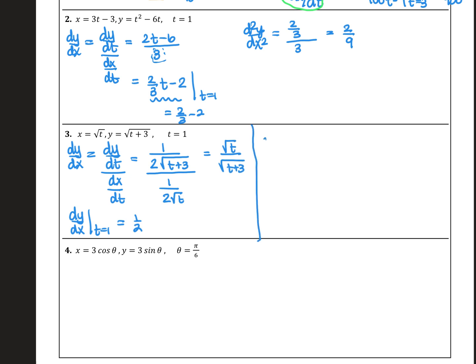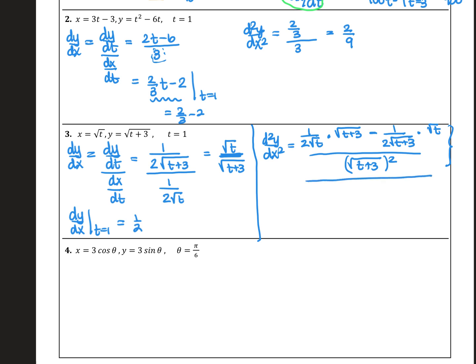Now to find the second derivative. So remember, you're going to take the derivative of the first derivative. Now here we've got a quotient rule and chain rules. So the derivative of the top, copy down the bottom, minus the derivative of the bottom, copy down the top, all over the bottom squared. And then again, remember this part is just the derivative of the first derivative. Then we have to again divide by dx/dt, which was 1 over 2 root t.